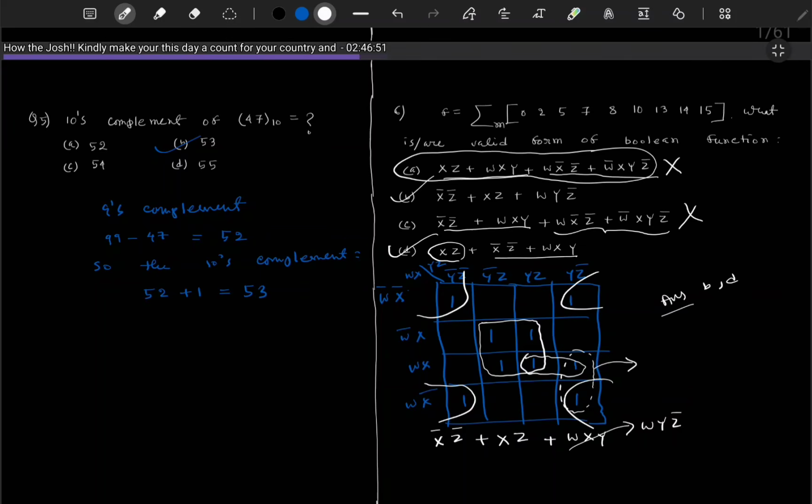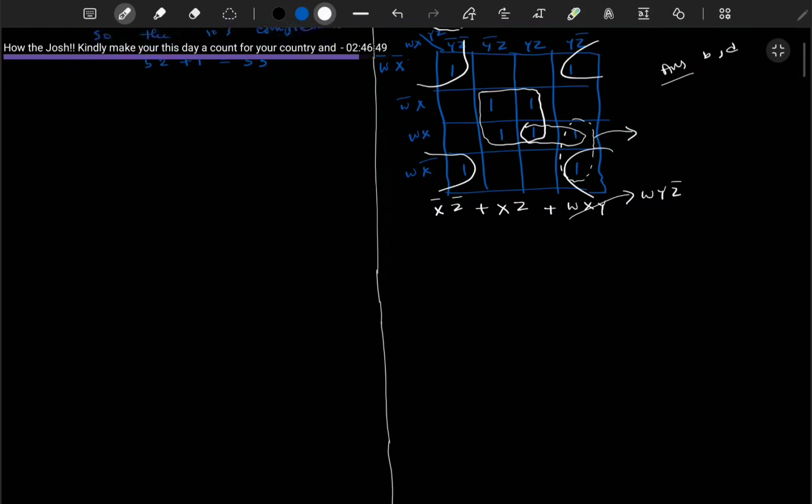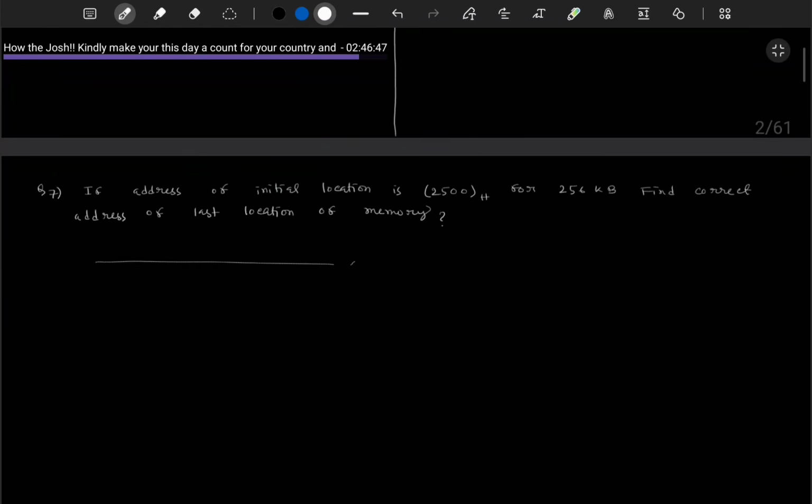Okay, time is going on, so you need to be fast. If the address of initial location is at 4 KB, find the correct one.